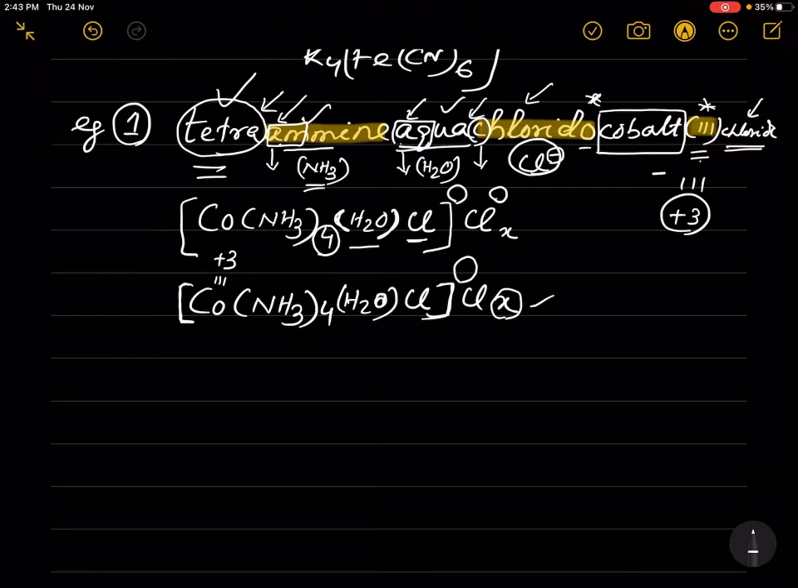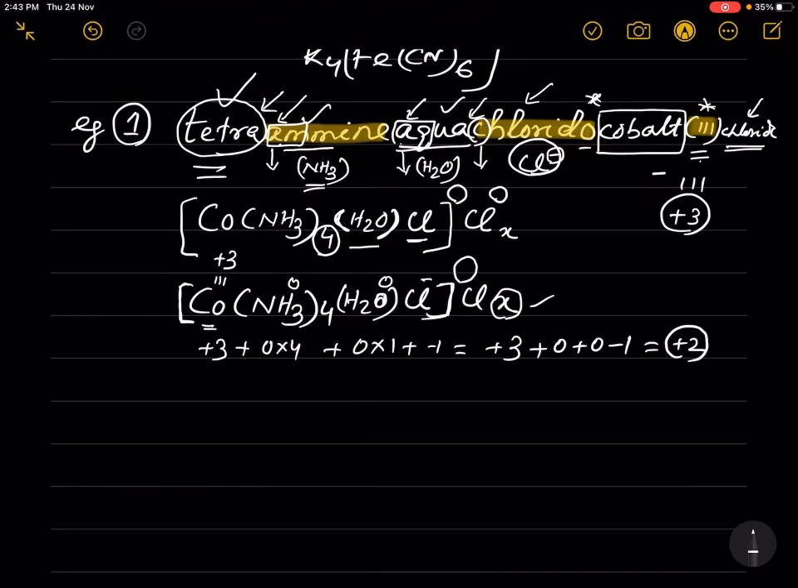How? The oxidation number of cobalt is plus 3. For ammonia it is 0, so 0 into 4. For water it is 0 into 1. For chlorine it is minus 1. So plus 3 plus 0 plus 0 minus 1 is plus 2. So the charge on the coordination entity is plus 2.